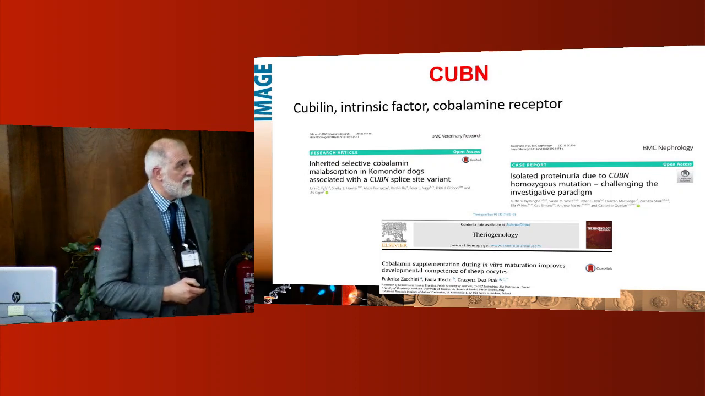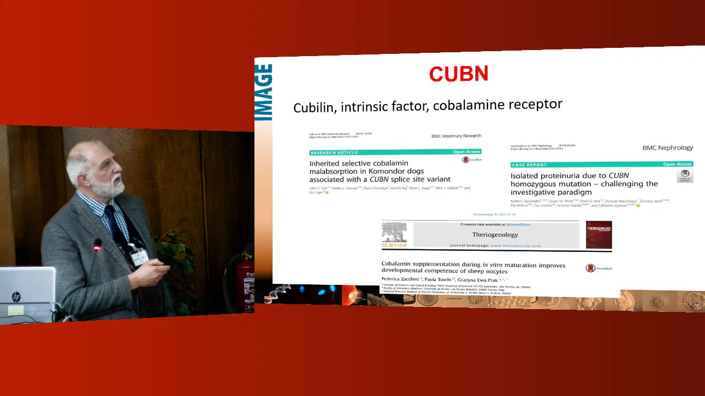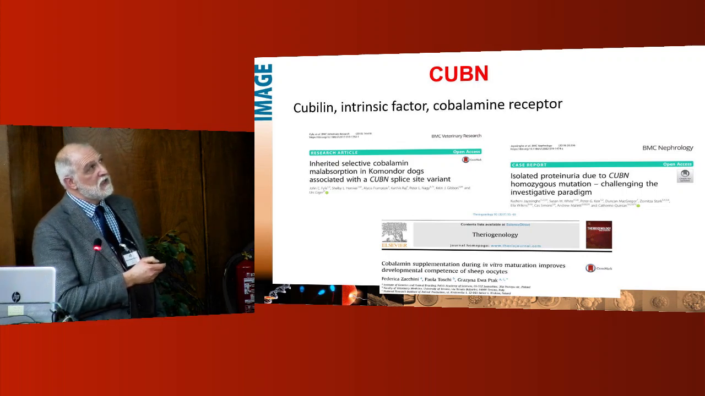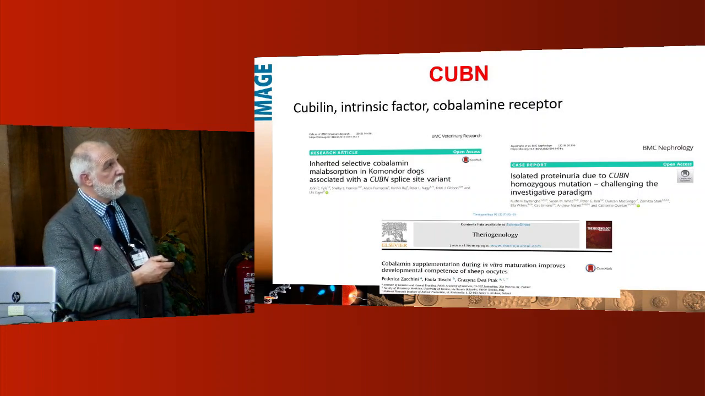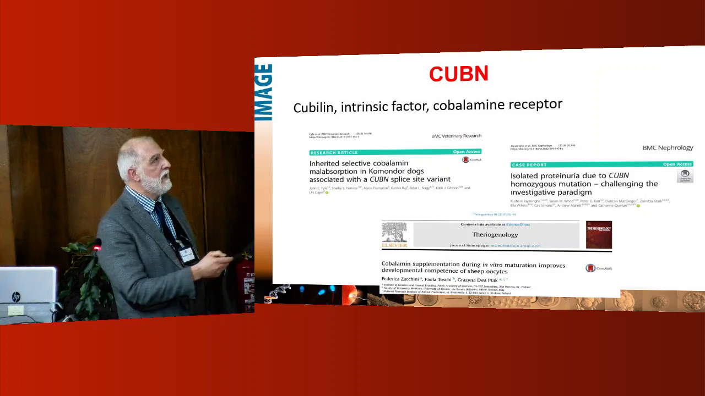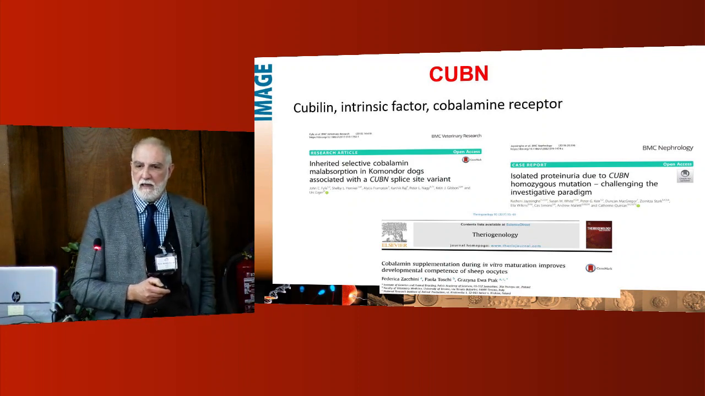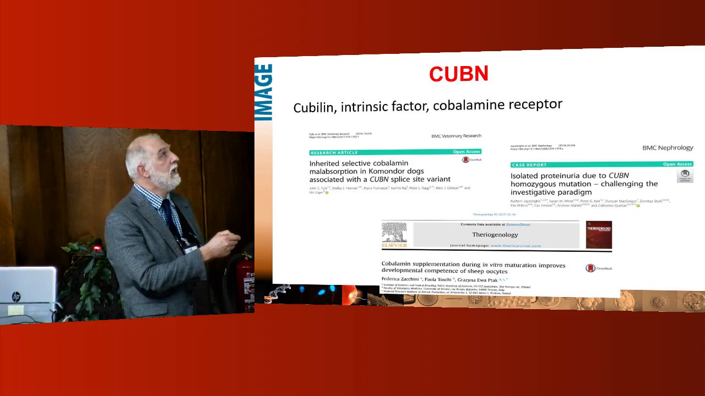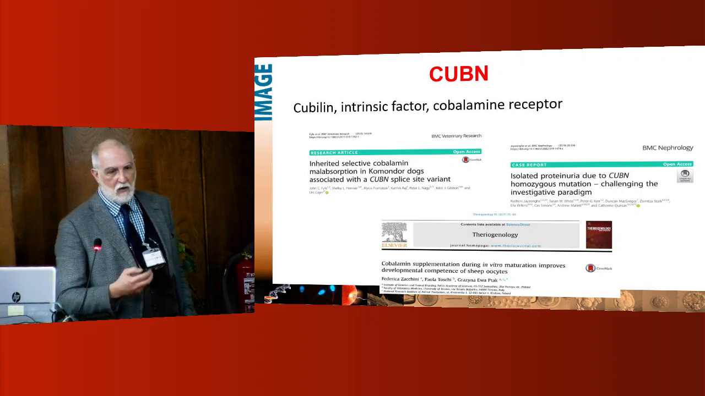This was quite interesting for us, and the cubilin is the transporter of the intrinsic factor. The intrinsic factor is a factor that is secreted by the stomach and is very important to the transport of cobalamin. So the internalization, the absorption of cobalamin is really driven by the intrinsic factor, it cannot be without the intrinsic factor. The cubilin is the transporter of the intrinsic factor cobalamin complex.